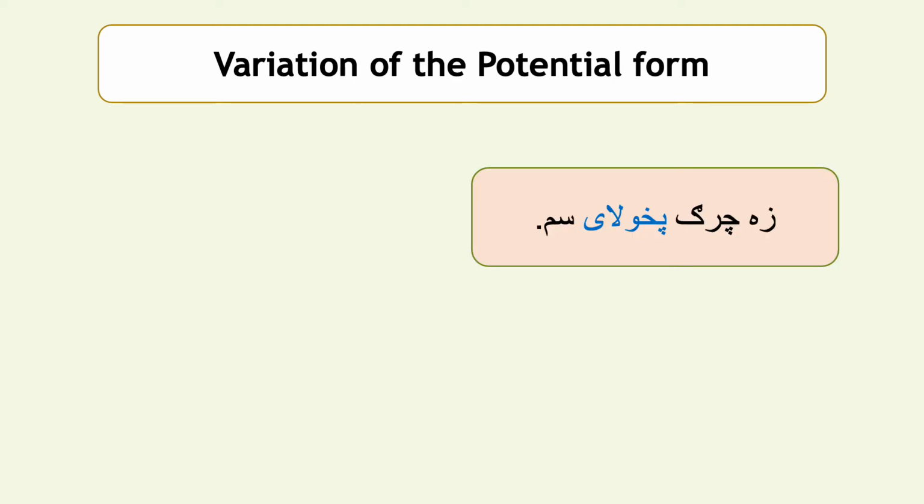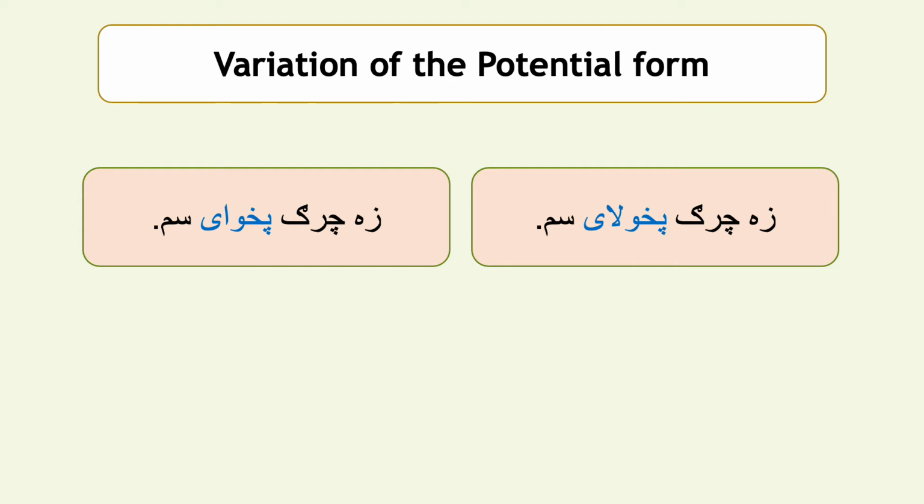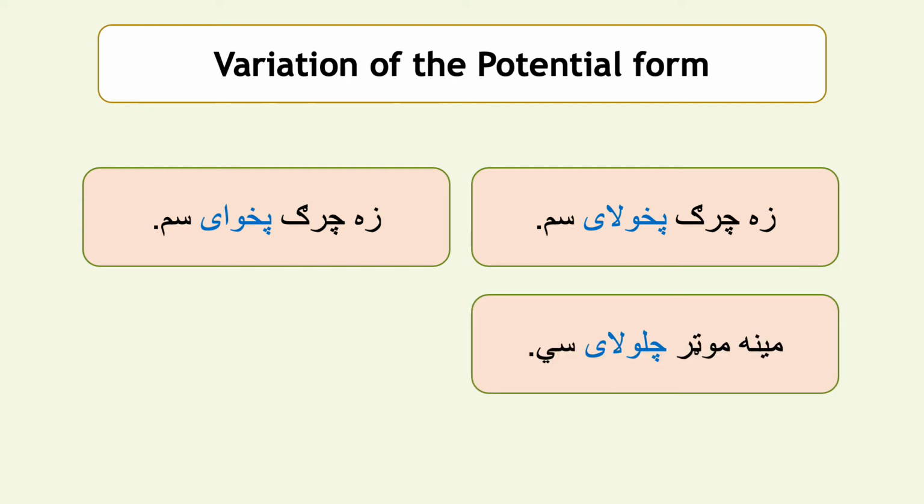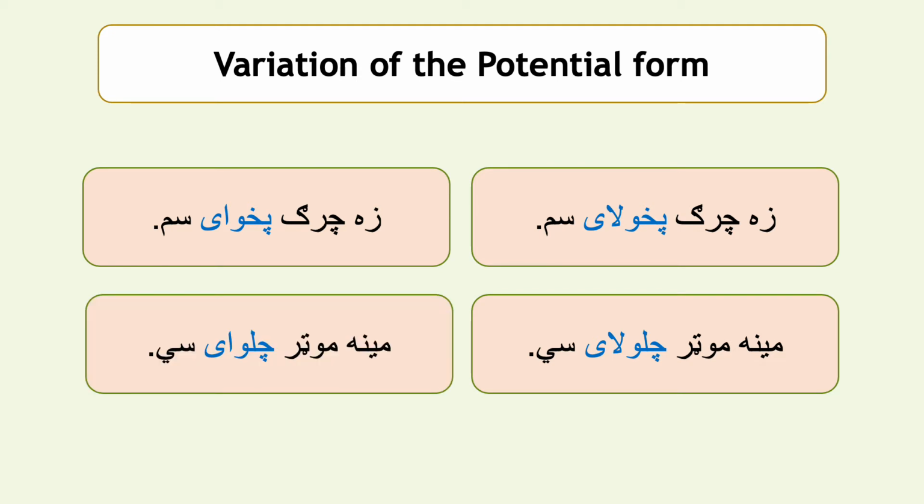The potential form can also be composed by dropping the lam from the verb stem. For example, number 1, the chark pakhawalaysam versus the chark pakhawaysam. Number 2, mina motor chalawalaisi versus mina motor chalawaisi.